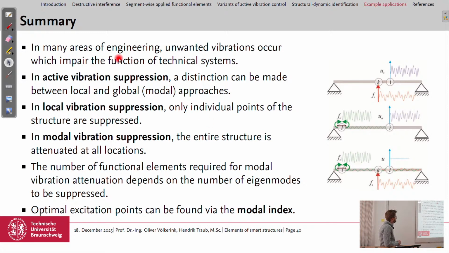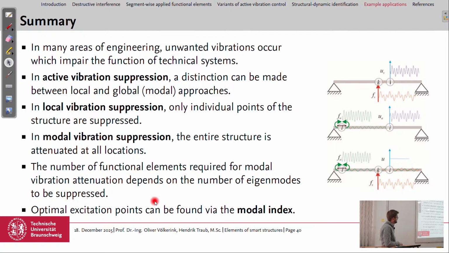We have unwanted vibration in many areas of engineering, which impair the functions of technical systems. And we had a deeper look at 2 active vibration suppression methods. The local vibration suppression, where only individual points are suppressed at the structure. Then there is the modal vibration suppression, where the entire structure is calmed down, or at least the selected eigenmodes we want to tackle.